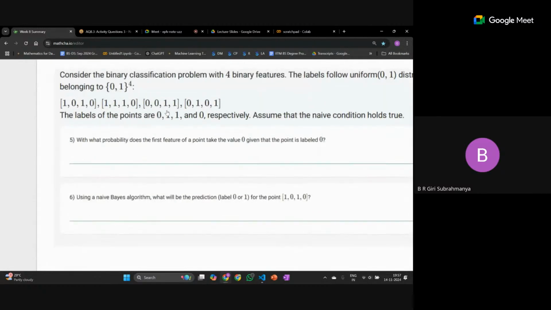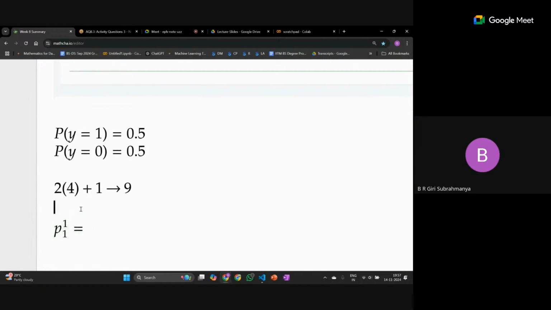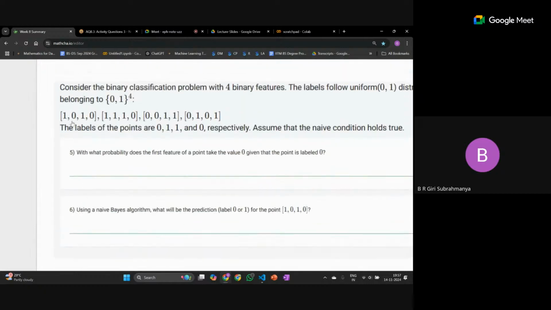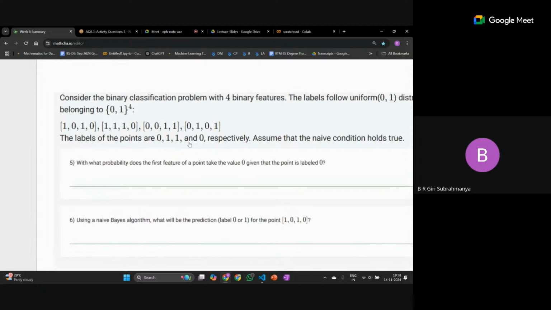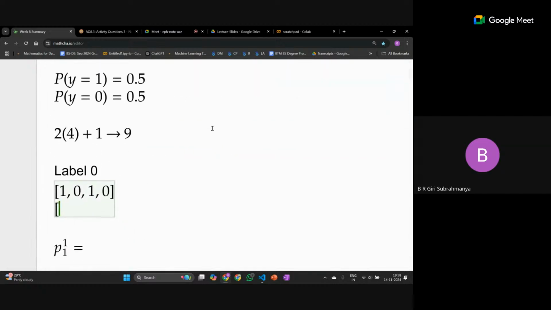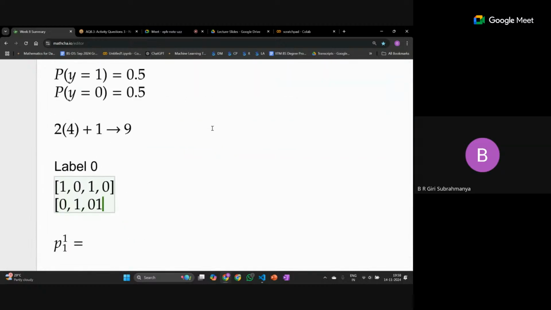Okay. So the labels are 0, 1, 1, 0. Let's look at label 0 and label 1 data points. For label 0, the data points are given by 1, 0, 1, 0. And for label 0, the other data point is 0, 1, 0, 1.